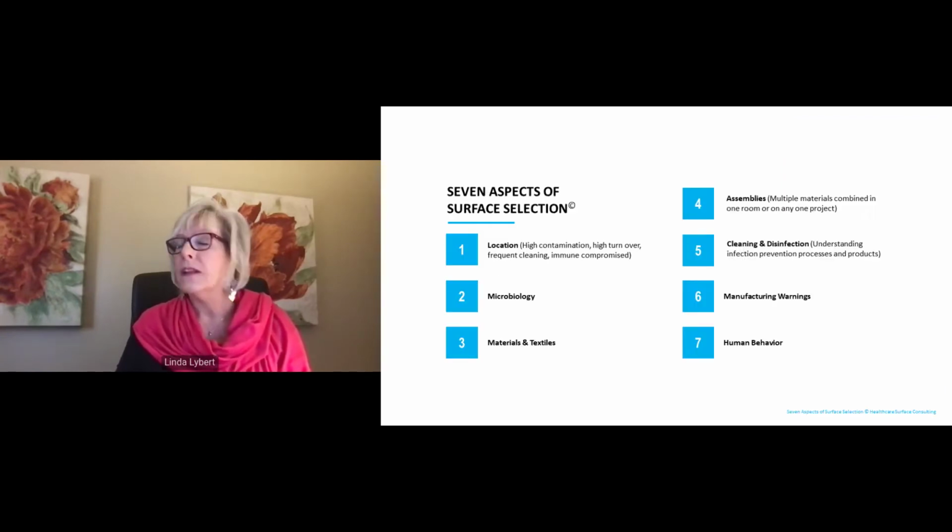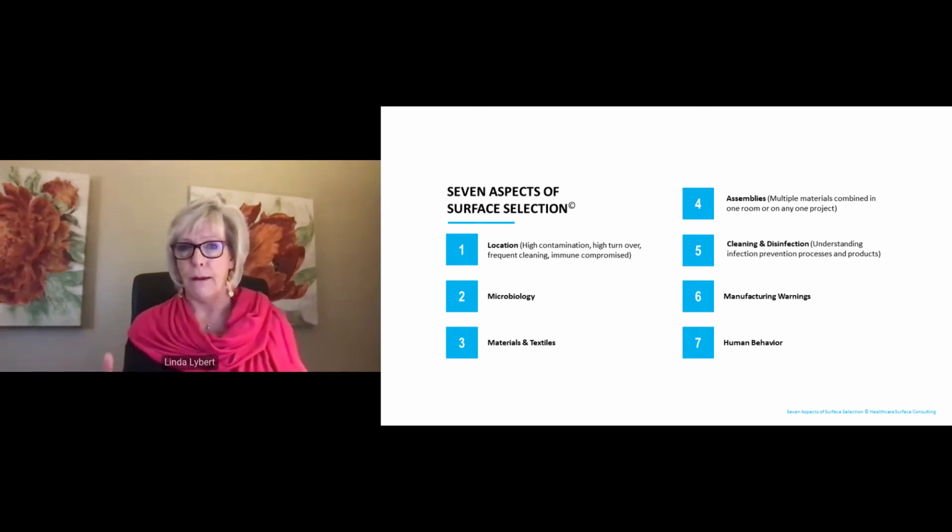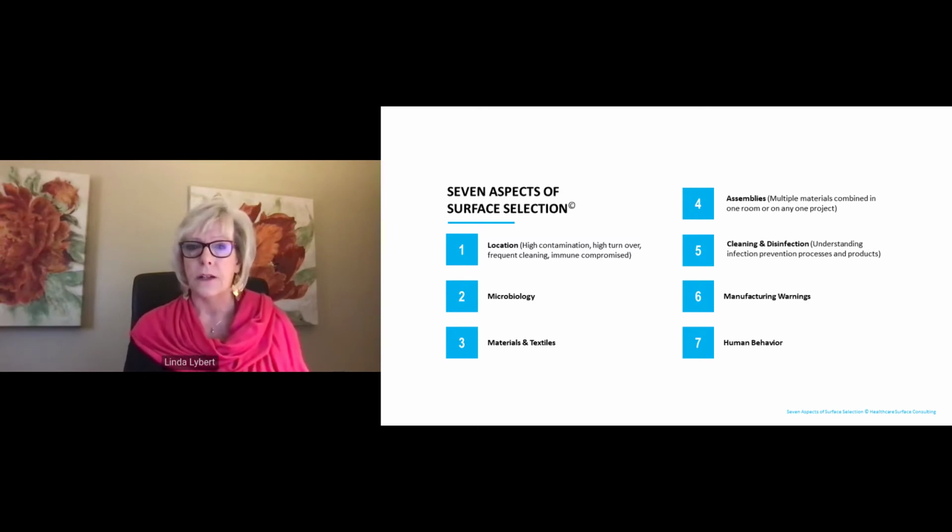So let's talk about 7 aspects of surface selection. This is taking all aspects of a potential problem and putting it into a simple format that you can use to evaluate the selection of surfaces. So, location. Is it a highly contaminated, high turnover, frequently cleaned, immune compromised area, for instance? Emergency departments, operating rooms, bone marrow transplant areas are considered high contamination, and they are cleaned frequently.